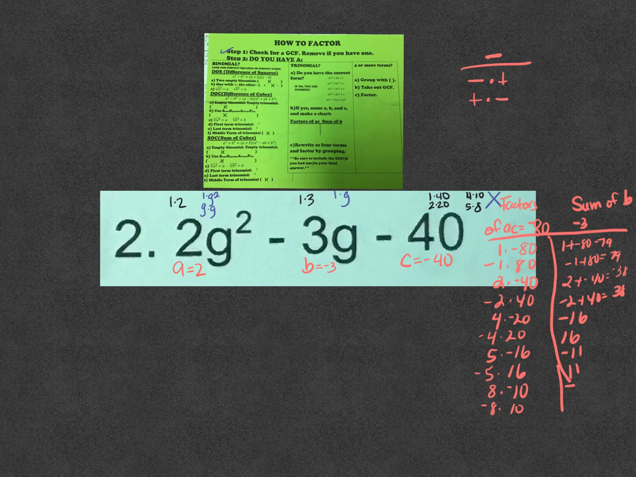The next one gives me negative 2. The last one gives me 2. So do any of these add up to negative 3? No, they do not. So that means number 2 is not factorable. And that happens sometimes. You go through all those steps and it's not factorable. Moving on to the next one.